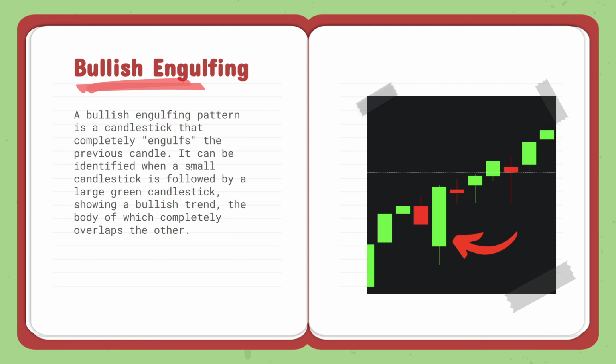Bullish engulfing. So this is a candlestick that completely engulfs the previous candle. For my strat people, this is a 3 candle. All right. It can be identified when a small candlestick is followed by a large green candlestick showing a bullish trend, and the body of it overlaps the previous candlestick. So here's a good example. You see a small red one and then a massive green one that completely overlaps this one. So this is showing a lot of bullish pressure, right? So you typically, after a candle like this, when a candle closes like this, especially towards the highs, you're going to see some continued pressure in the next few candles.